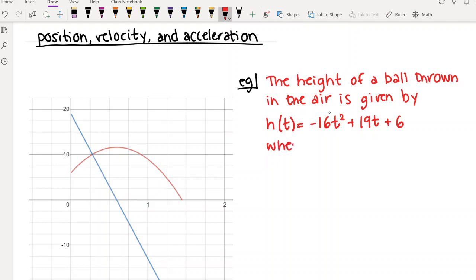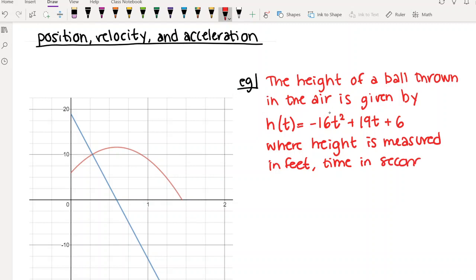where height is measured in feet and time is measured in seconds. So that's the function graphed in red here.